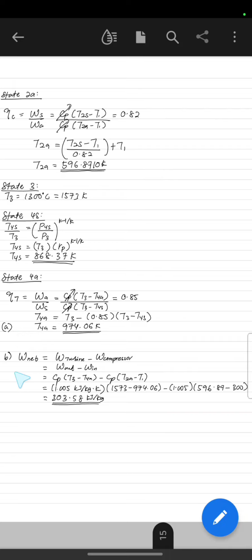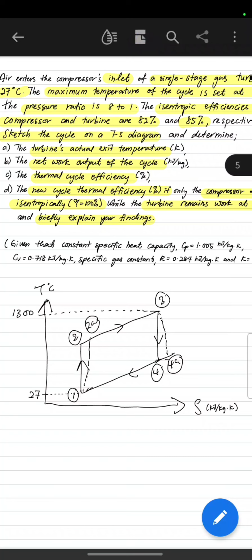Now we are moving to B part, where you need to find your work net. So it's actually the work of your turbine minus the work of your compressor. You make use of your turbine work, which is happening at T3 and T4. So if you have a look here, this is where the work of your turbine is happening, right? So that's why we are going to have T3 minus T4 for your B part.